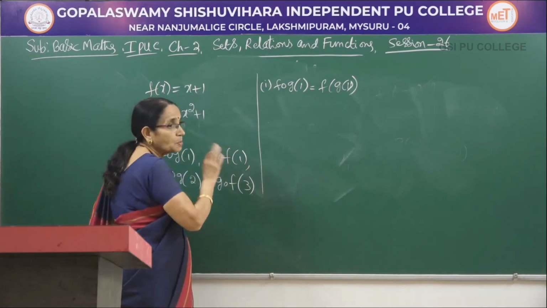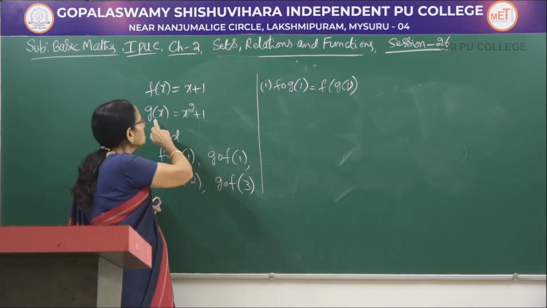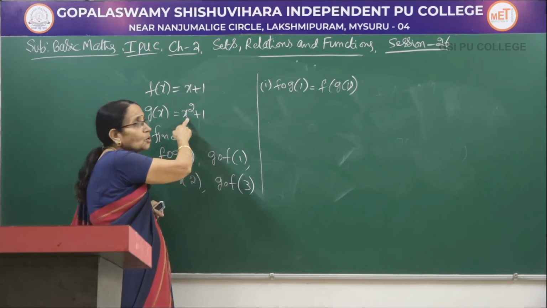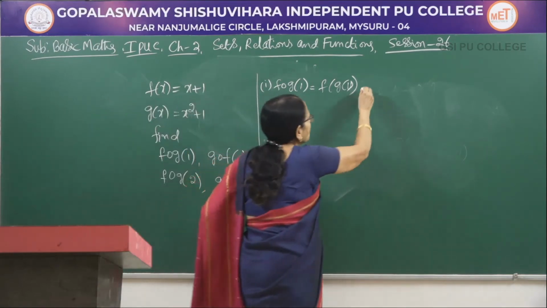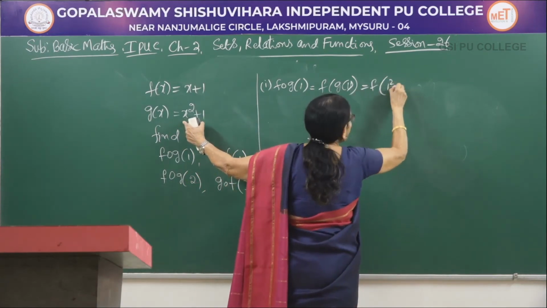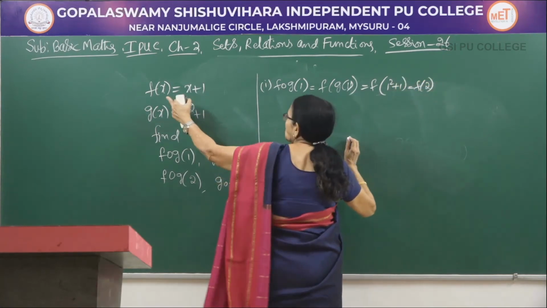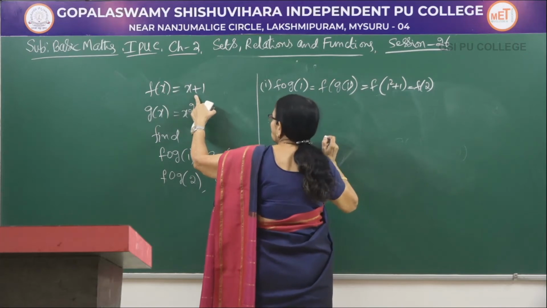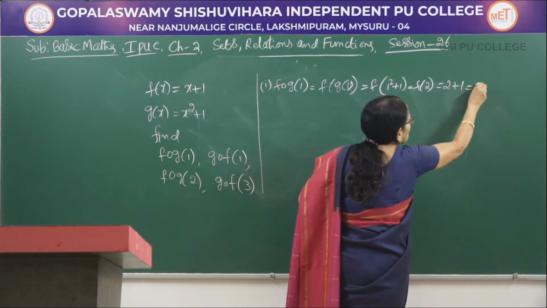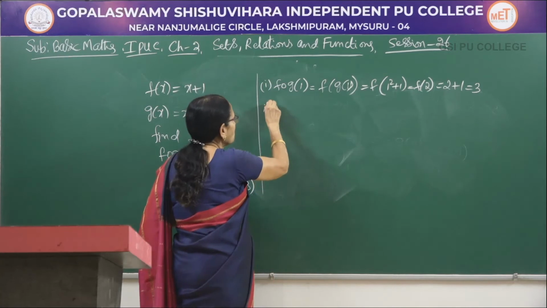G of 1, what do you mean by that one? We have done such problems where we have calculated the value of the function. G of 1 means wherever x is there, you have to write the value 1. That means I can write it as f of 1 square plus 1, that is f of 2. Now f of x is x plus 1, so f of 2 would be 2 plus 1, that would be equal to 3. So this is the value of f of g of 1.